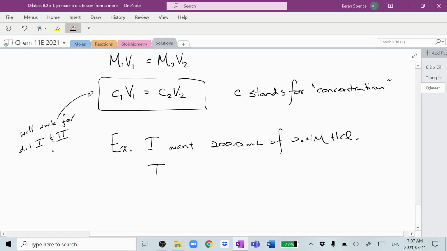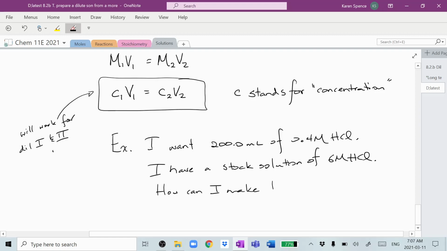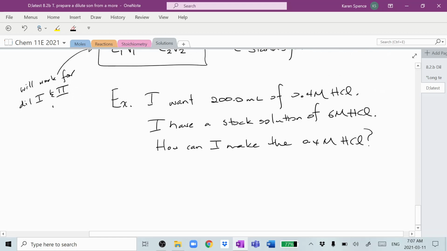I have a stock solution of 6 molar HCl. How can I make the 0.4 molar HCl? Okay, so I'm going to try using this new formula, C1V1 equals C2V2.